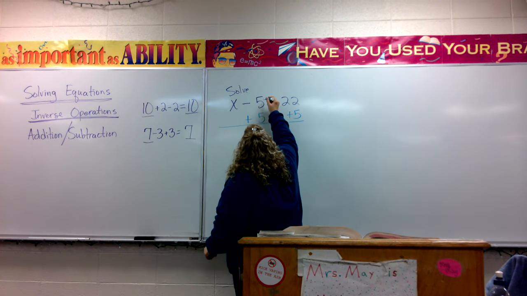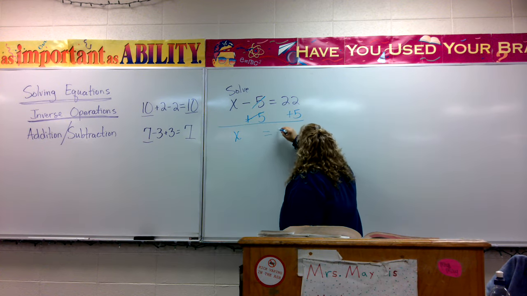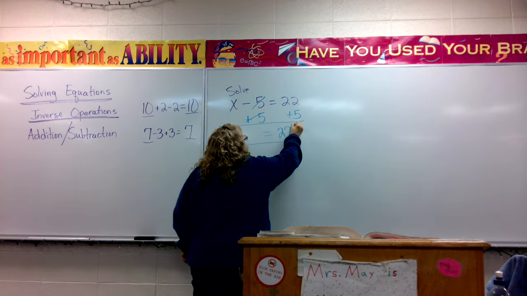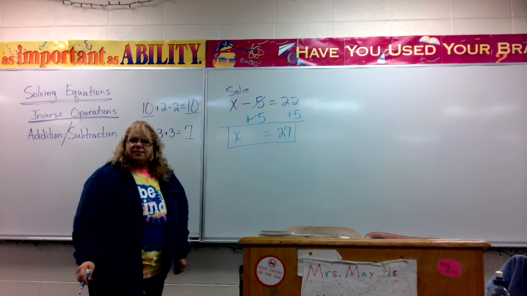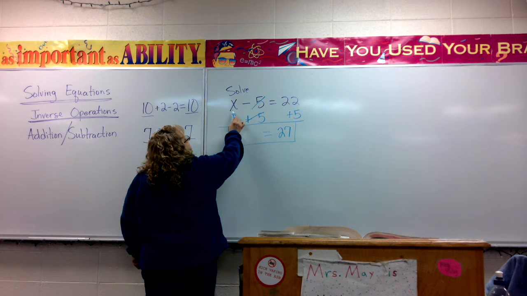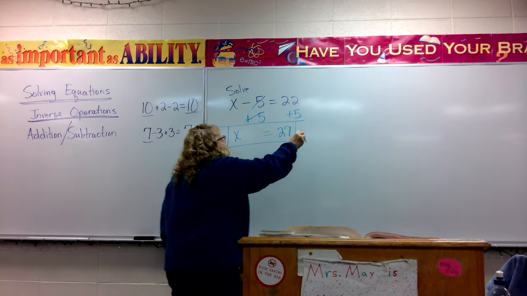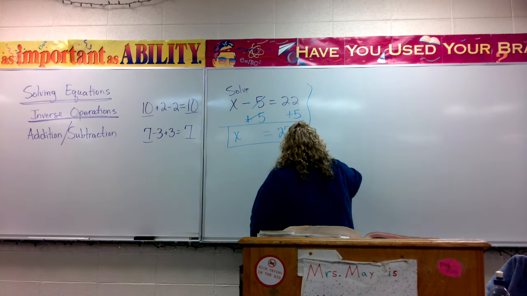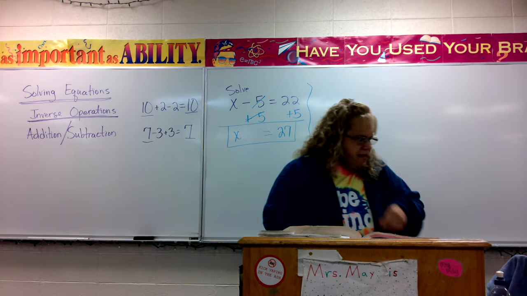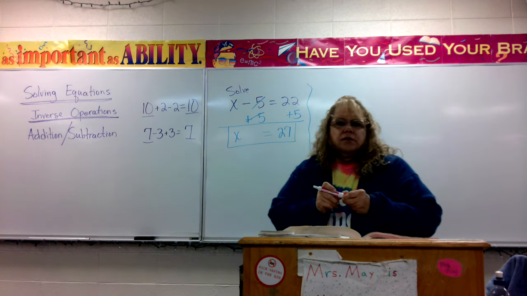So when you do that, these cancel. What do you get? X equals 22 plus 5 is 27, right? So x equals 27. And if you want to know if you got it right, put it back in here. What's 27 take away 5? It better be 22 or you did something wrong. Does that make sense?